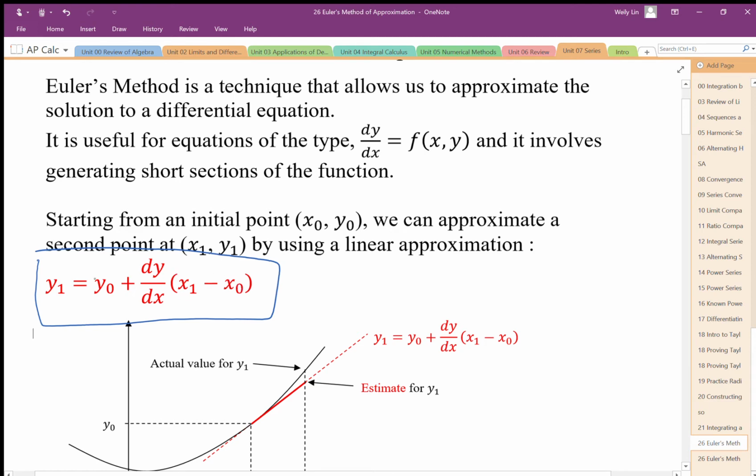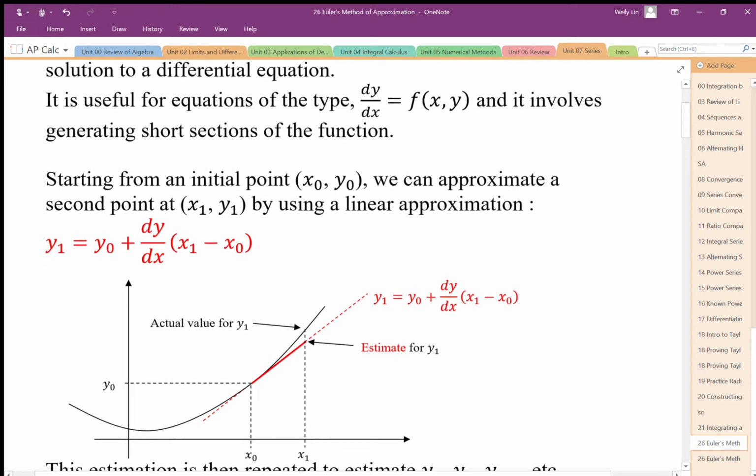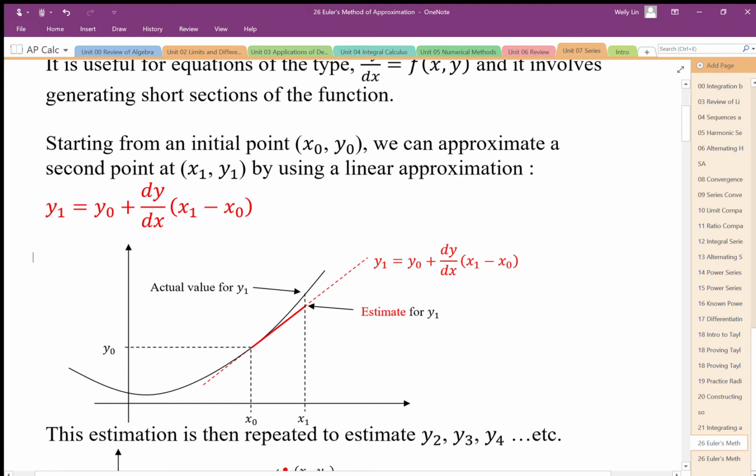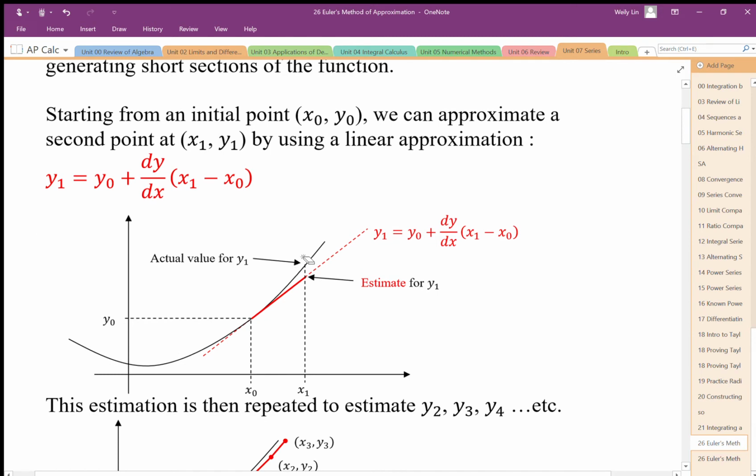Okay, we have a starting point x naught, y naught, and we're going to try to get to x1, y1. So that's what we're going to do. We're going to have some known point to start with, and we're going to generate an approximation point at x1, y1. So that's what happens here. We're just basically going to take the derivative at this point, which we can calculate since we have the differential equation. We have the coordinate as well, so we'll generate our linear approximation equation, and we're going to approximate the next point here.